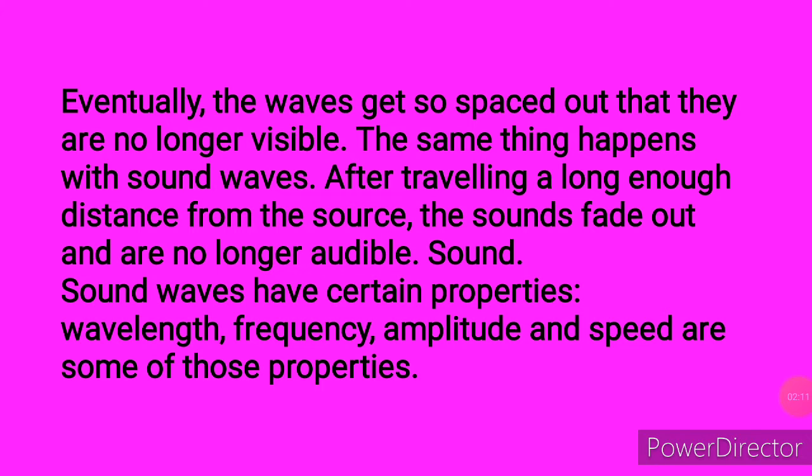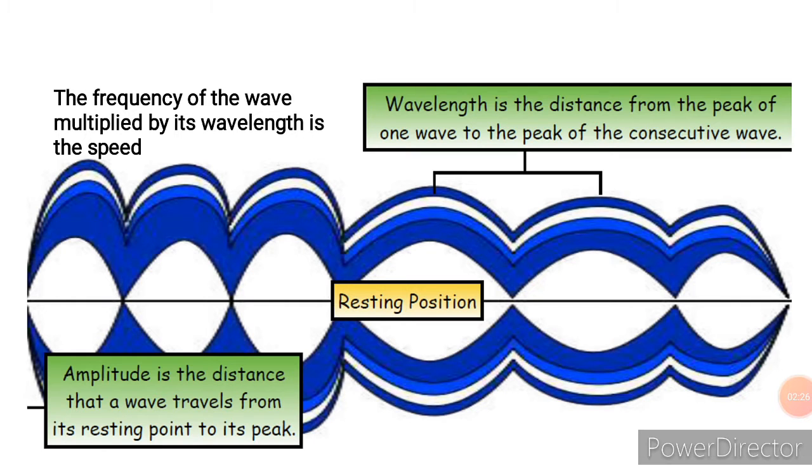So sound waves have certain properties that we use to describe them. Some of the properties are your wavelength, your frequency, your amplitude, and your speed. These are some of the properties we use. Now, what is speed? What is wavelength? What is amplitude? Let's look at them a little.